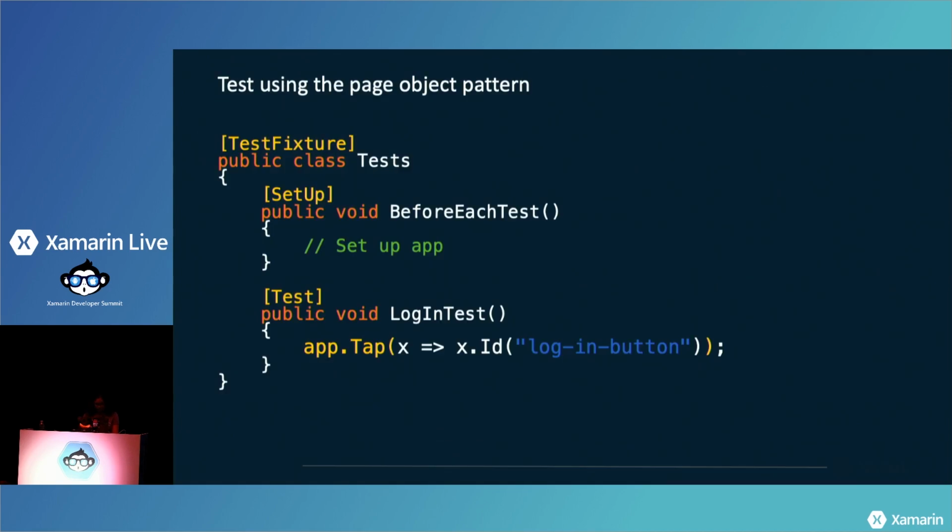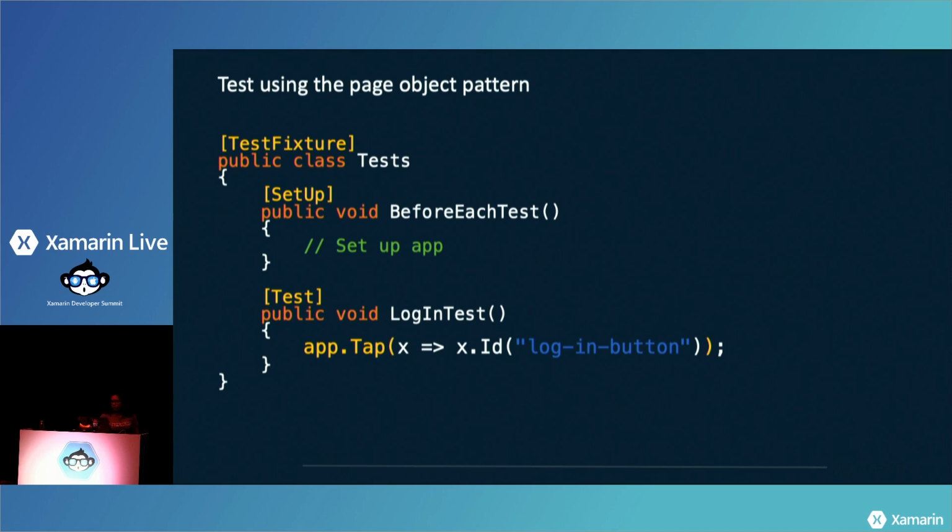So the next awesome thing about the page object pattern is, if you've written UITests before, or if you've not, this is basically what a simple UI test looks like, right? It's very similar to the NUnit pattern. You have the setup, then you have the actual test. And in the test, if you look, it has a really long line that says app.tap, and then it's trying to find an element on the screen by its ID, right?